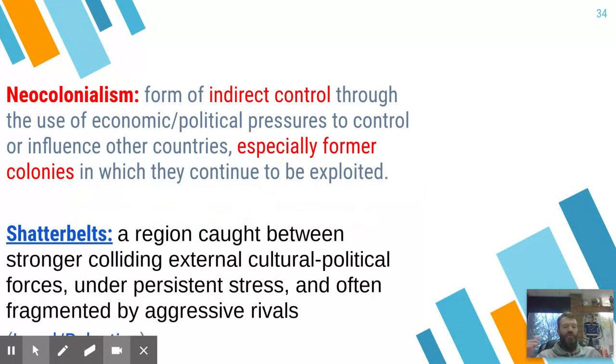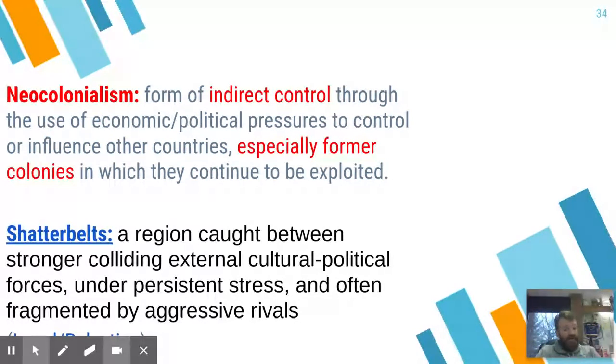Okay, even when colonialism and imperialism, which is another part of this unit, end, that doesn't mean that control over that area is over with. So neocolonialism is indirect control, okay? And it's economic or political pressure to control or influence those countries.